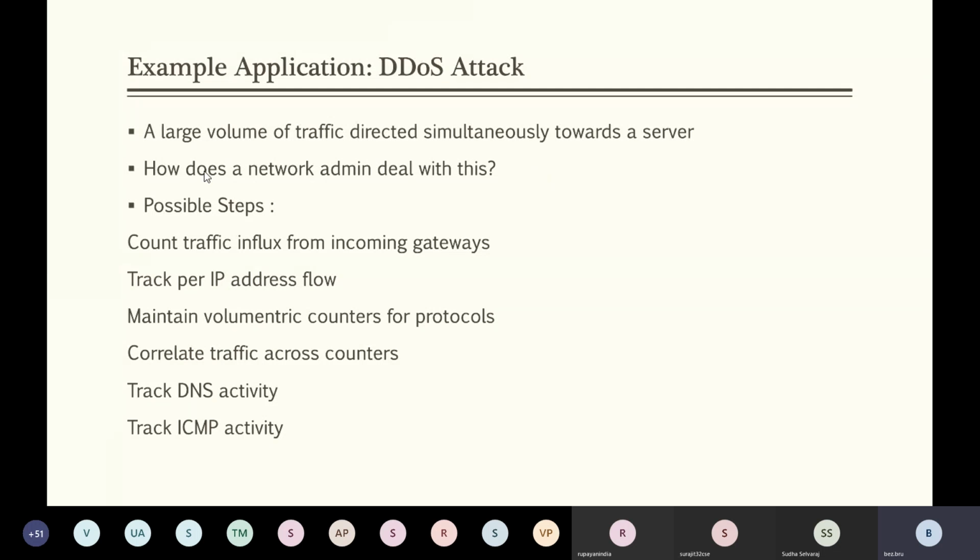Okay, now let us see what a network admin can do to deal with this kind of thing. How does a network admin use network traffic analysis to do this? One of the ways is that network admins generally have access to the incoming gateways to a given server. That means they know how the data is coming from the internet towards the target server, right? So they can start by counting the traffic influx from the incoming gateways.